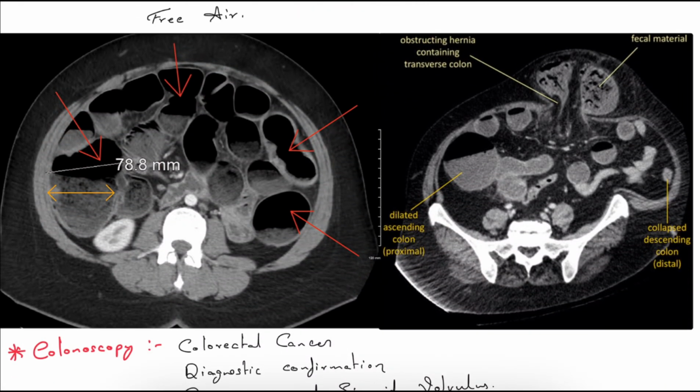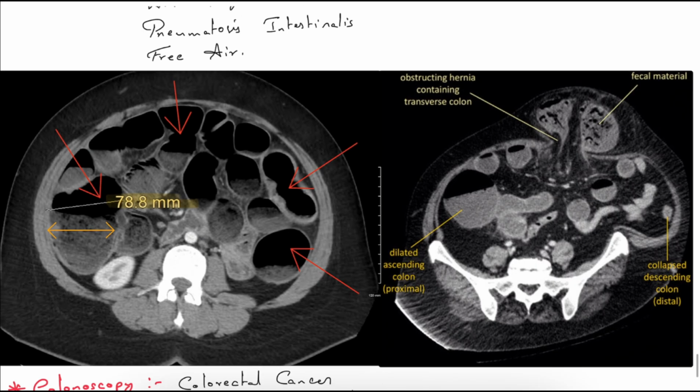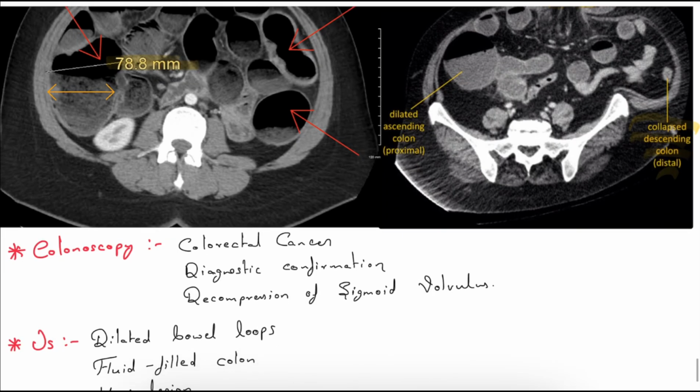Okay, so this is a CT scan. You can see this type of dilated large bowel filled with gas and everything. Okay, so here you can see an obstructing hernia containing the transverse colon, and fecal material will be there, and a collapsed descending colon distally, and a dilated ascending colon proximally.